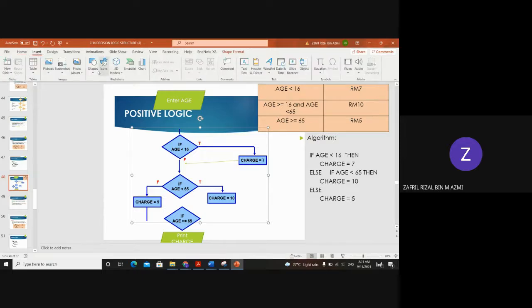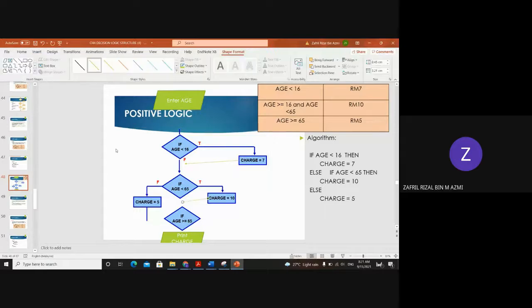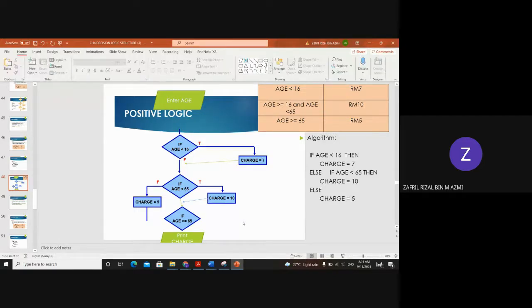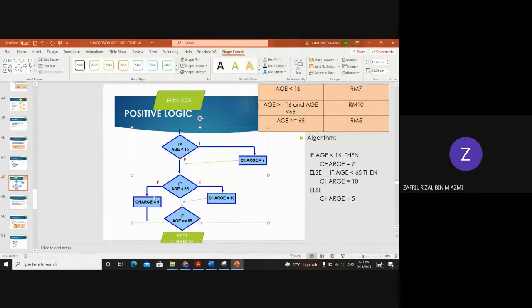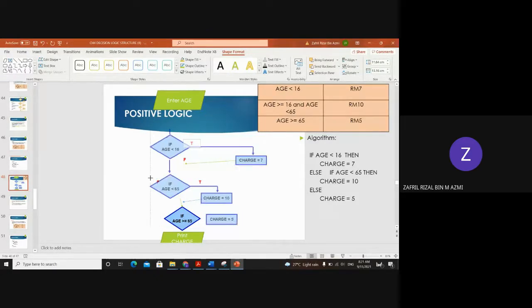So let's say the question asks you to use the positive logic structure. You will know how to make it. But if the question doesn't mention which structure to use, you don't ever use this kind of structure, because this is not good. Now, if it is false, we go over here. There's no false statement anymore. No statement for false. Only true.